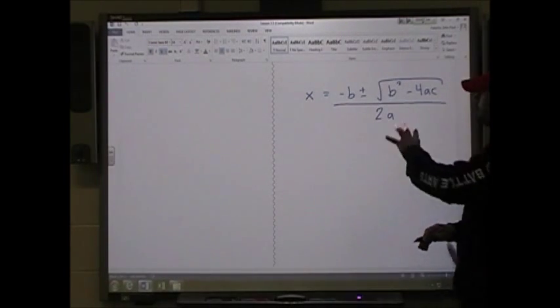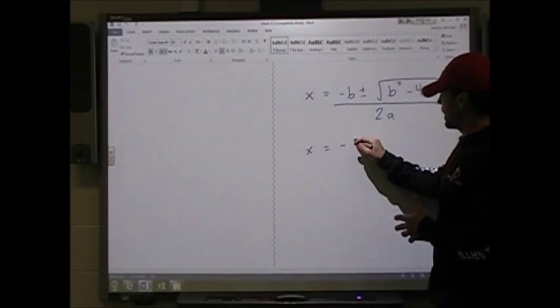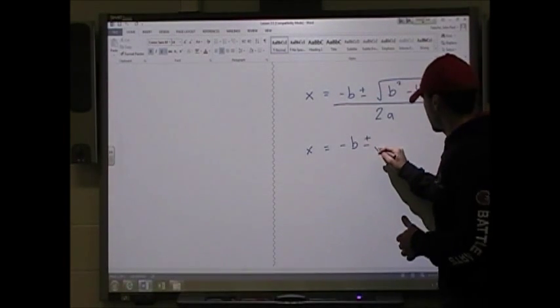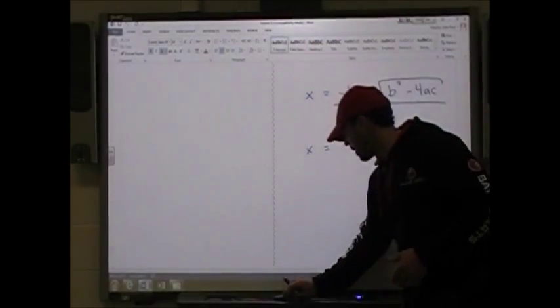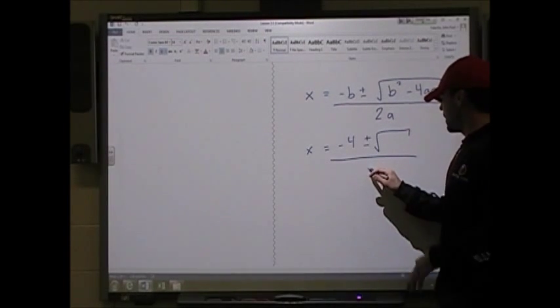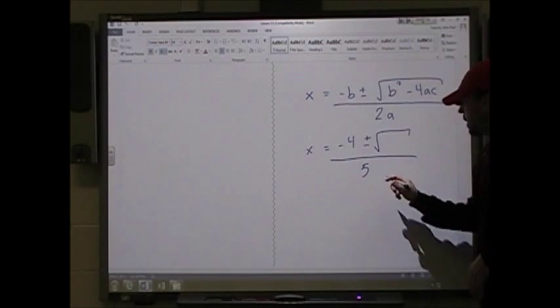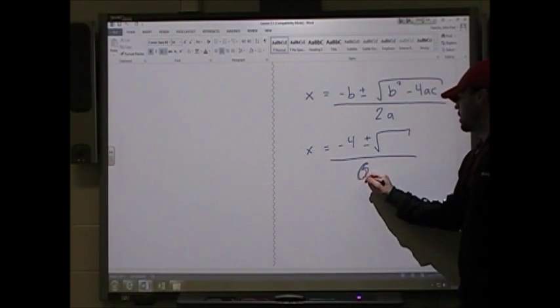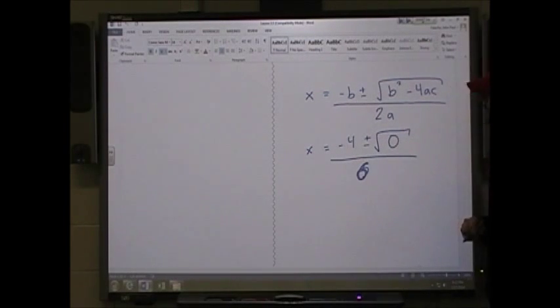But let's say you start doing all this math, okay? And you end up with some negative number out here. I won't write down what the number is, but in here, actually I will write down the number. Let's say you end up over here with negative 4, and this is all over, I don't know, 6 or something like that. And underneath the square root sign, let's say you end up with a 0.